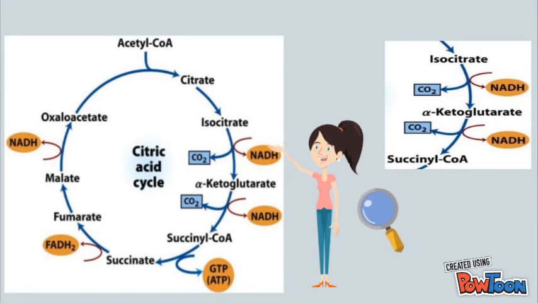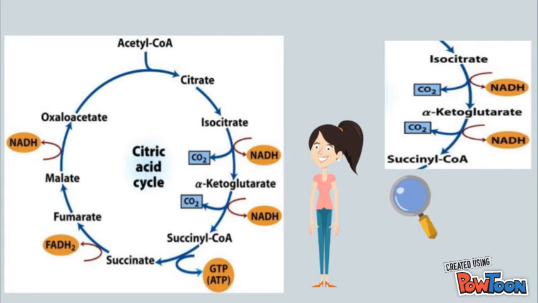This step is catalyzed by enzyme aconitase. In the third step, isocitrate is oxidized and releases a molecule of carbon dioxide, leaving behind a 5-carbon molecule, alpha-ketoglutarate. During this step, 1 molecule of carbon dioxide is released and NAD+ is reduced to form NADH. The enzyme catalyzing this step is enzyme isocitrate dehydrogenase.